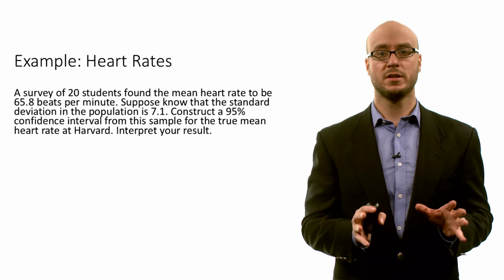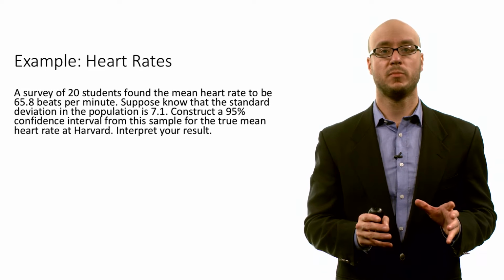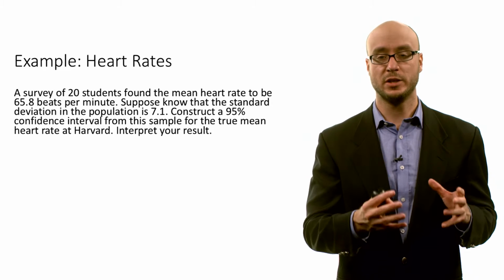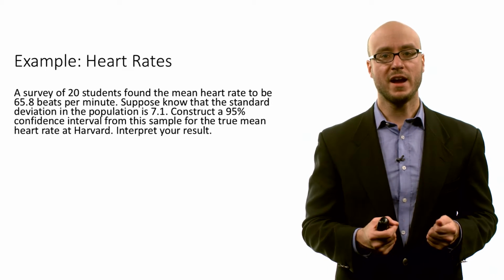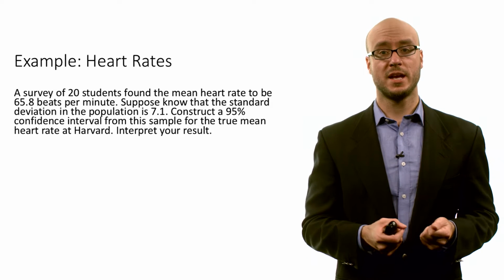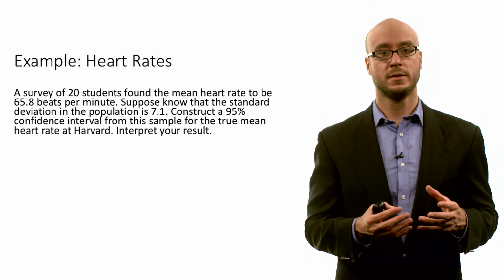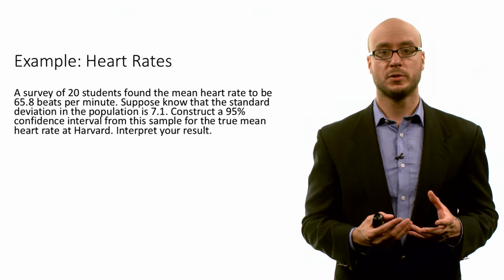Suppose we know the standard deviation of the population is 7.1 beats per minute. So that's our value of sigma, the population standard deviation. Let's construct a 95% confidence interval from the sample for the true mean heart rate. Right? And let's interpret the result.